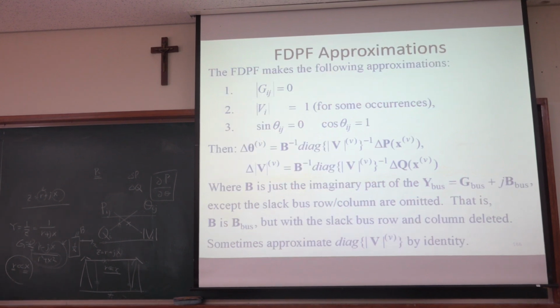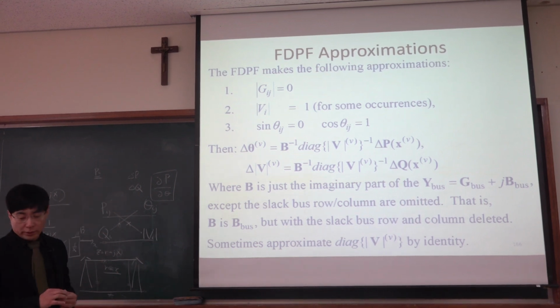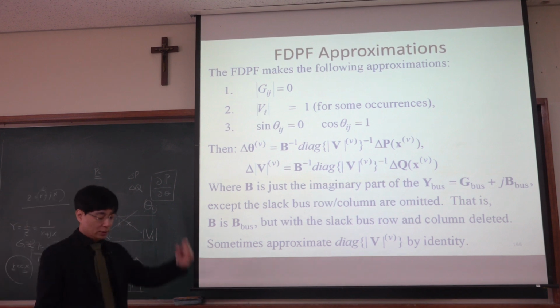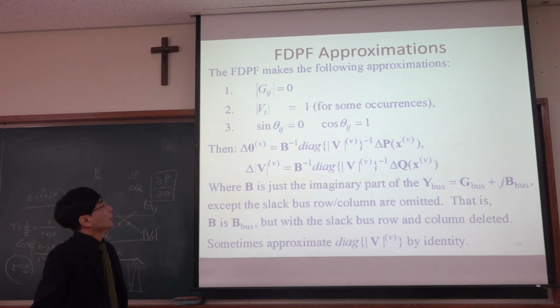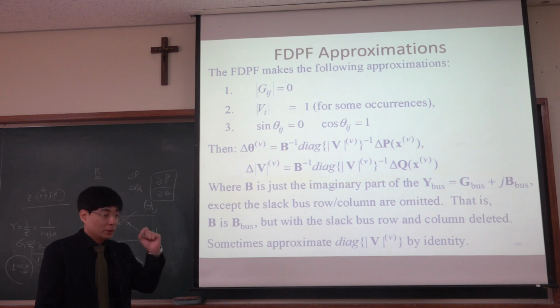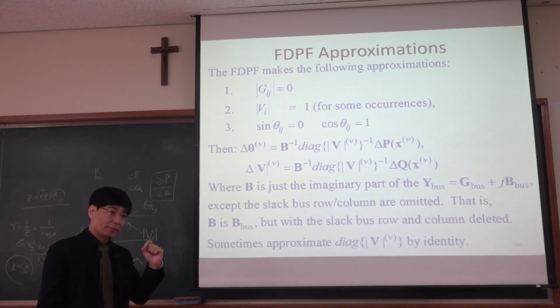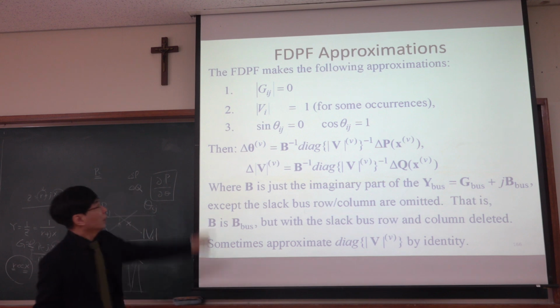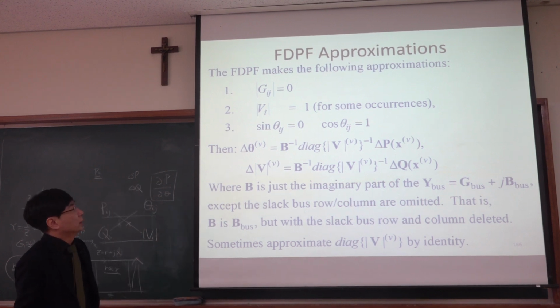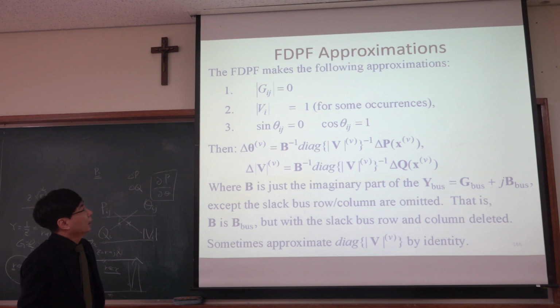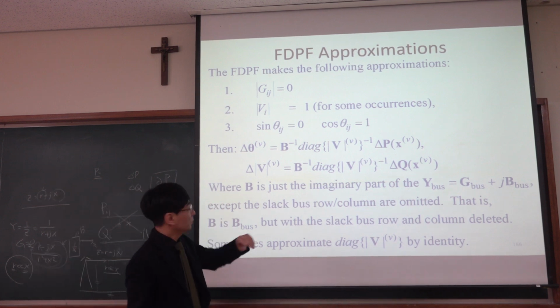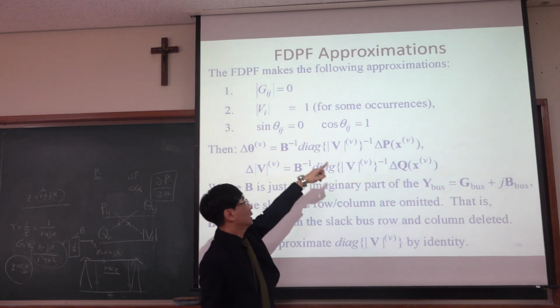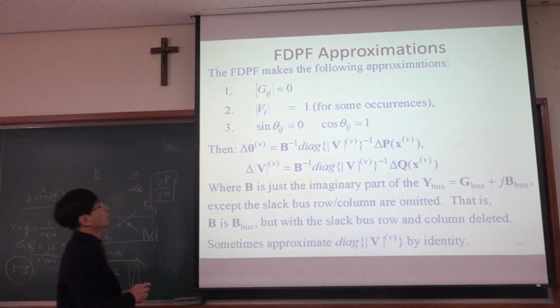So, yeah, this is the assumption of FDPF. Again, the conductance is 0, because resistance is 0. When resistance is 0, conductance is not infinite, when we do not have a reactive component, that is true, but here that's not. And another assumption is voltage magnitude is 1. And again, this angle is very small, so sine theta equals 0, cosine theta, the phase angle difference, is 1.